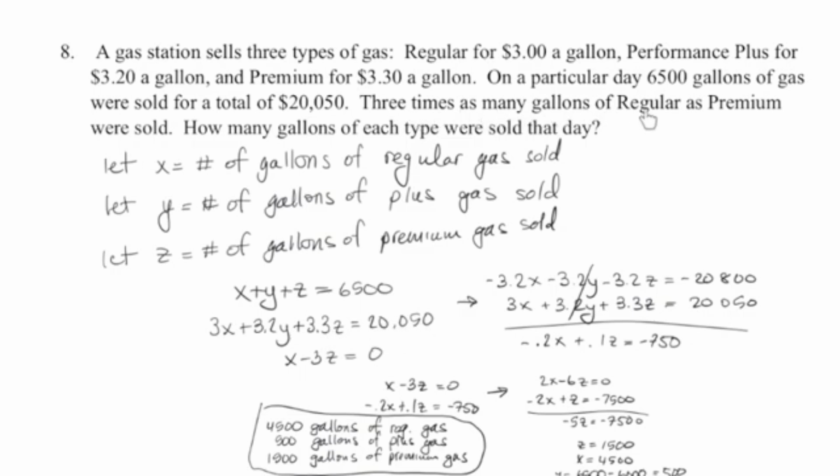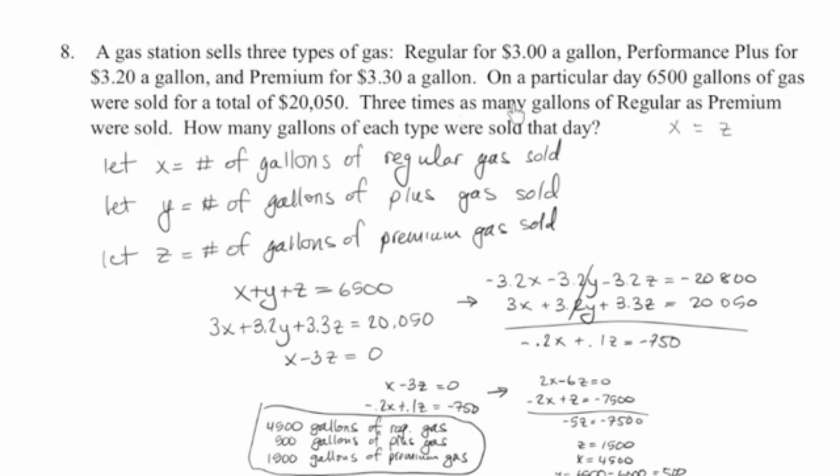Now, this next statement: 3 times as many gallons of regular as premium. Regular was defined as x. Premium was defined as z. So this statement connects x to z. Right now it is not true that they're equal to each other. The number of gallons of regular is not equal to the number of gallons of premium.